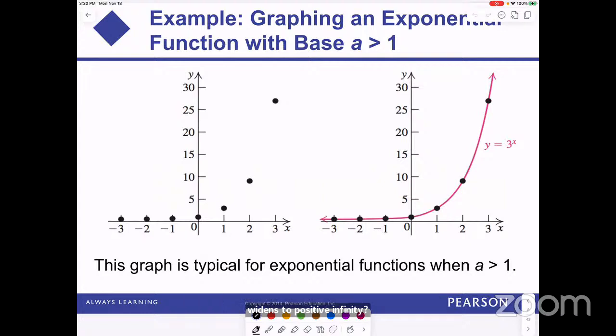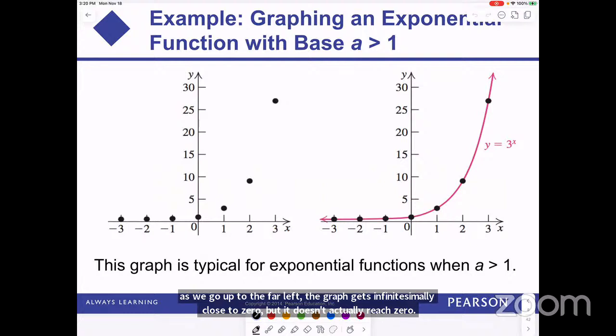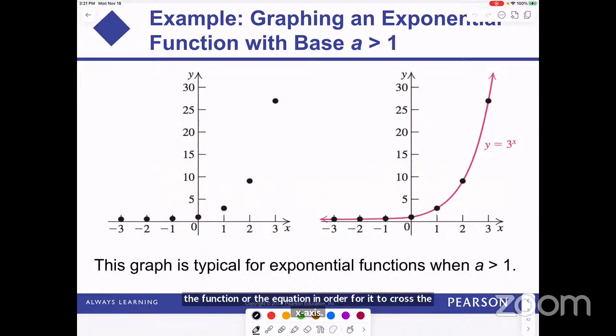And as x goes to negative infinity, or in other words, as x goes to the far left, y tends to 0. So here, the x-axis serves as a horizontal asymptote. As we go to the far left, the graph gets infinitesimally close to 0, but it doesn't actually reach 0, not without any transformation, right? We'd have to manipulate the function or the equation in order for it to cross the x-axis. But in general, without any manipulation, the exponential function lies entirely above the x-axis. Okay. And again, the x-axis serves as a horizontal asymptote.